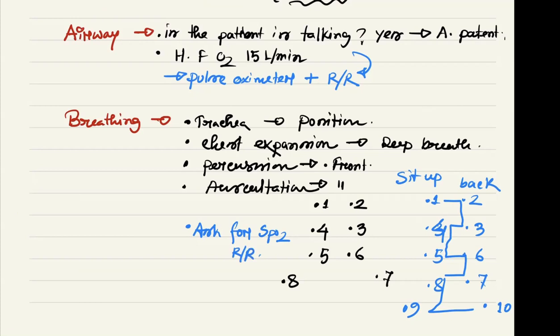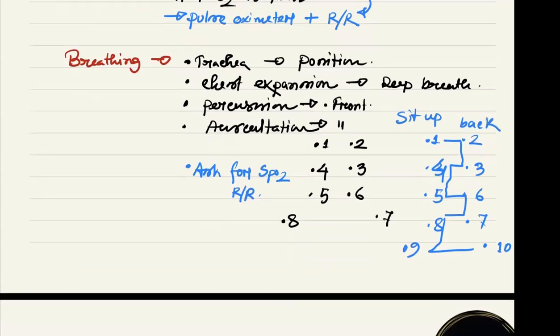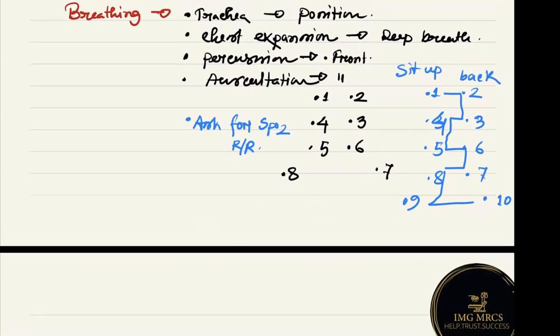Then you need to merge from breathing to the circulation. How can you do that? Simply ask, can I check the patient's pulse? And can I check the patient's blood pressure as well? So you are merging between the breathing and the circulation as well.